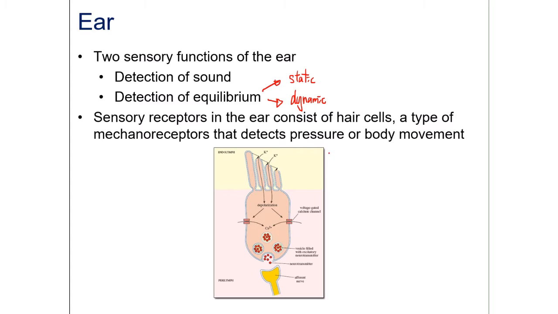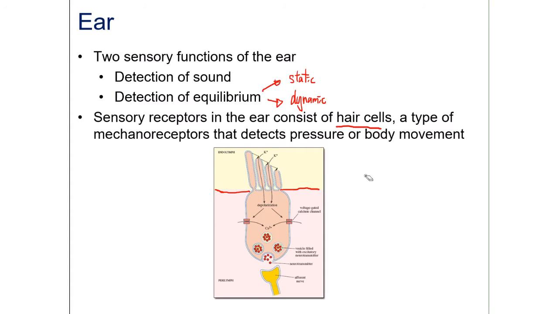The sensory receptors in the ear consist of a type of cells called the hair cells, and the hair cells would be a type of mechanoreceptors. You might remember earlier in the lecture, mechanoreceptors are stimulated by changes in pressure or body movement. Typically that's what a hair cell looks like. There are these finger-like projections. Those are the hairs, and the rest of the cell body is typically embedded in some kind of rigid structure. And these hair cells are bathed in some kind of fluid.